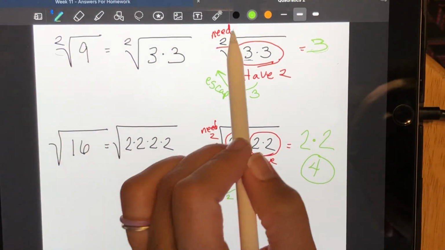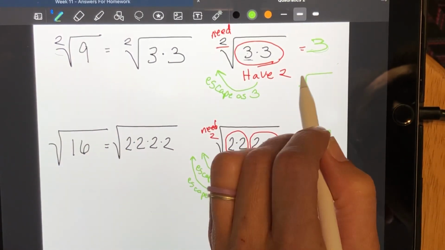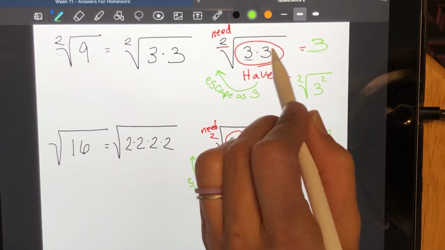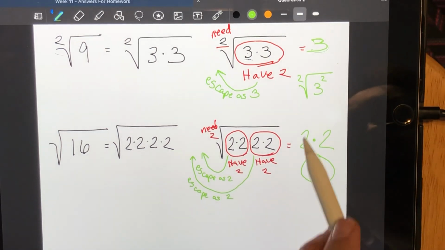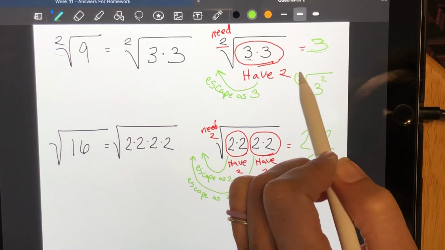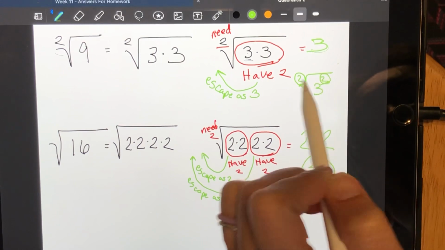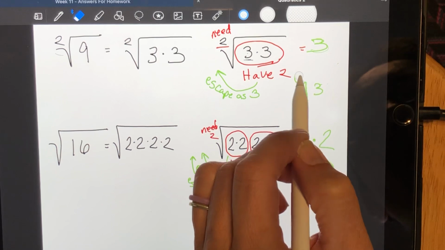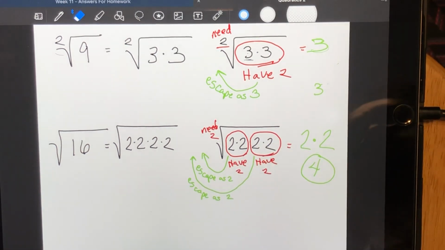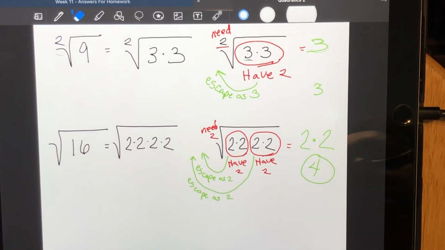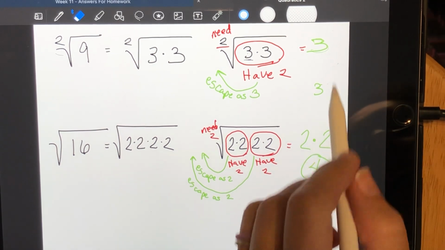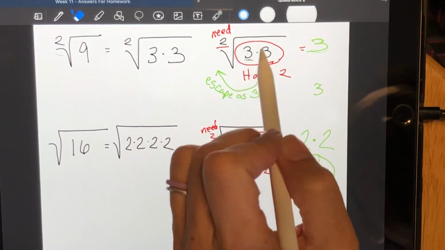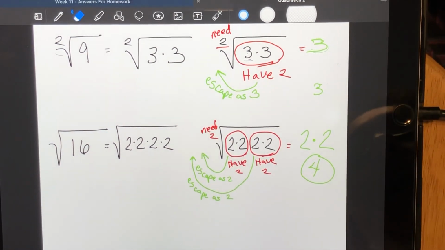Another way to rewrite this is to say I have the square root of 3 squared. I could rewrite 3 times 3 as 3 squared. When your root matches your exponent, it erases all of it, and you're simply left with what your base remains. So in that case, you can see why we just have the 3. But it always escapes just as the singular number that you had 2 of.